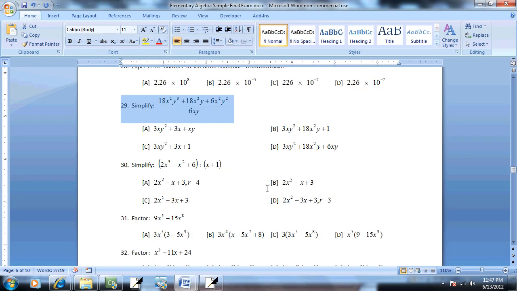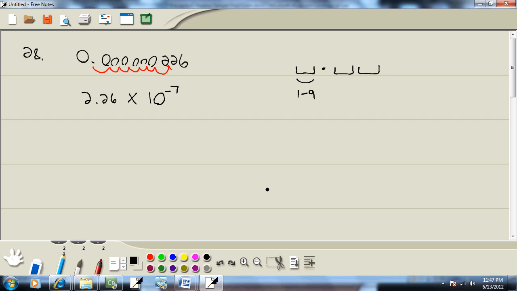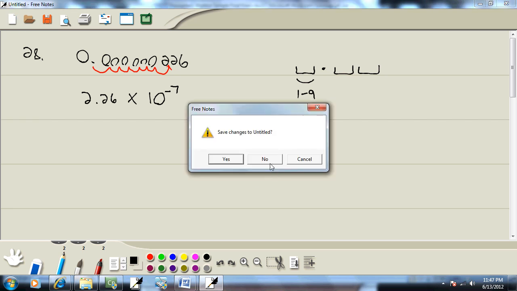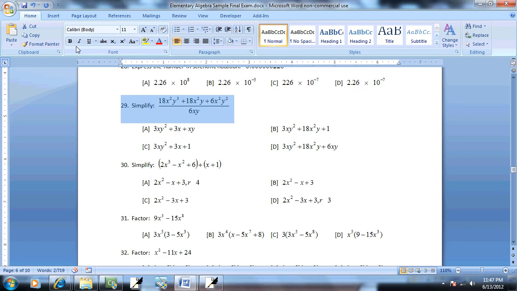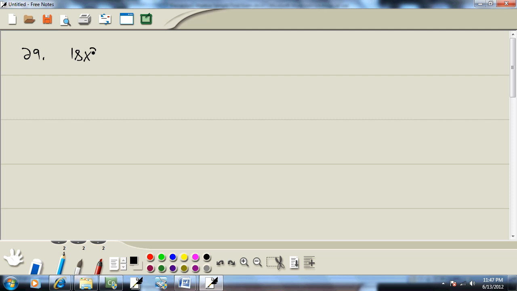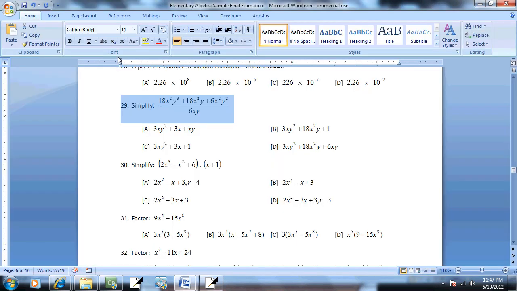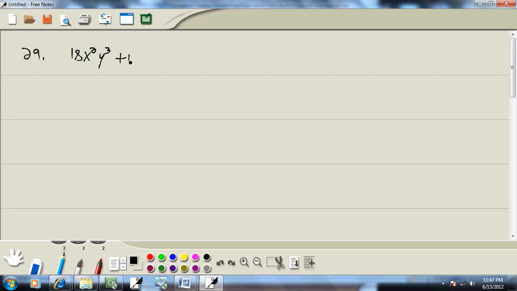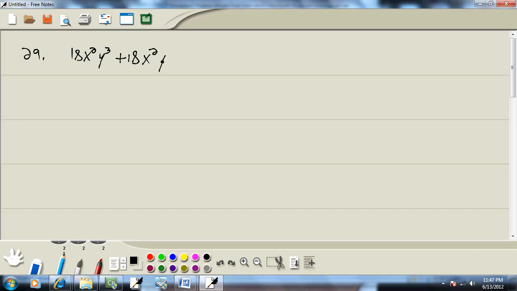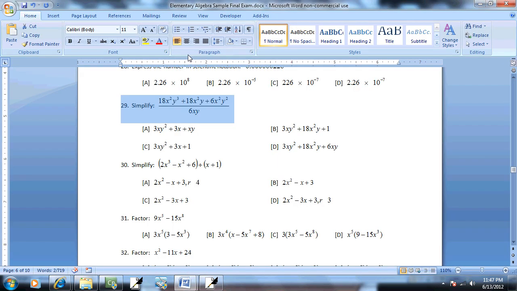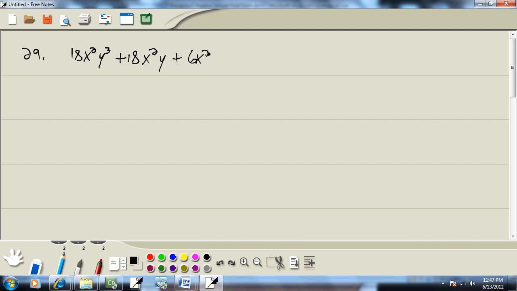Let's look at number 29. I got 18x squared y to the third plus 18x squared y plus 6x squared y squared over 6xy.